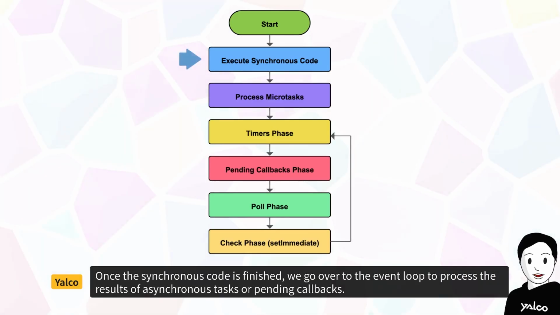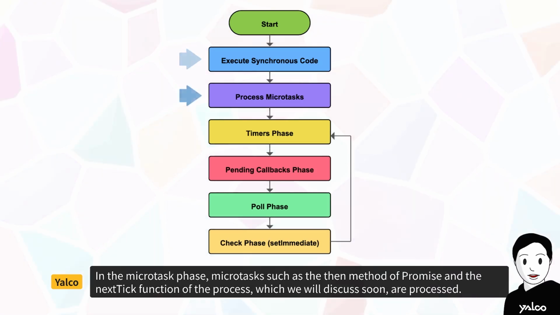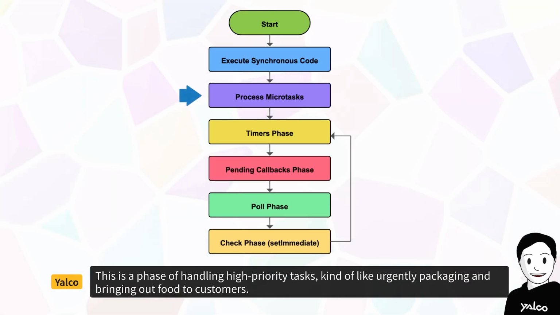Once the synchronous code is finished, we go over to the event loop to process the results of asynchronous tasks or pending callbacks. In the microtask phase, microtasks such as the then method of promise and the nextTick function of the process, which we will discuss soon, are processed. This is a phase of handling high priority tasks, kind of like urgently packaging and bringing out food to customers.